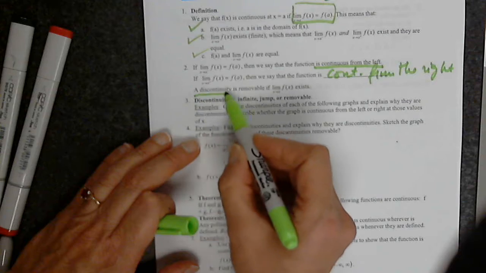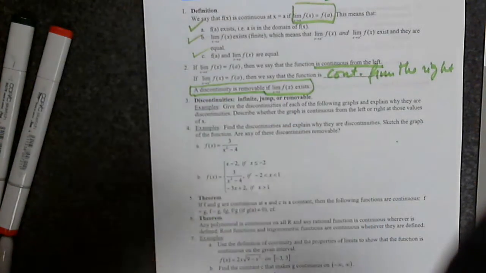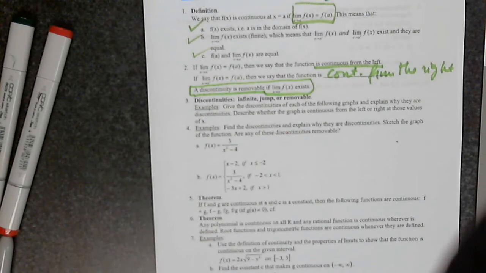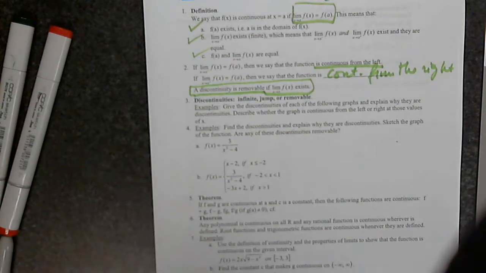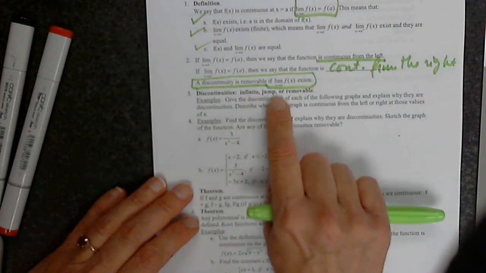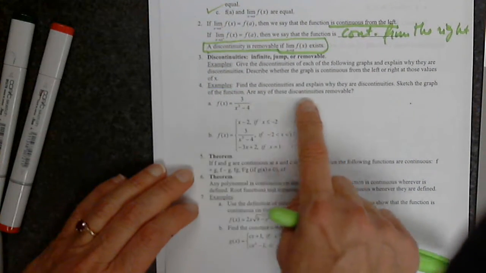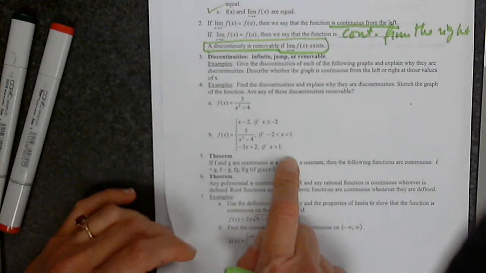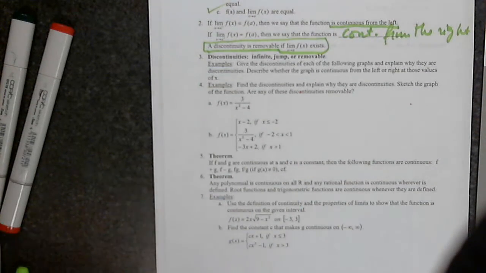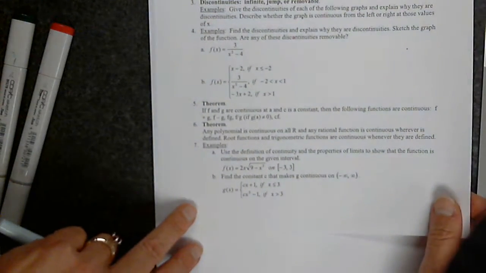And a discontinuity is removable, as we discussed last time. It happens when both sides are the same, but they don't equal the function value, or the function is not defined there. Okay. And we talked about infinite, jump, and removable discontinuities. And we looked at a function last time in which we were given two parameters, two unknowns, and we were asked to make it continuous everywhere.